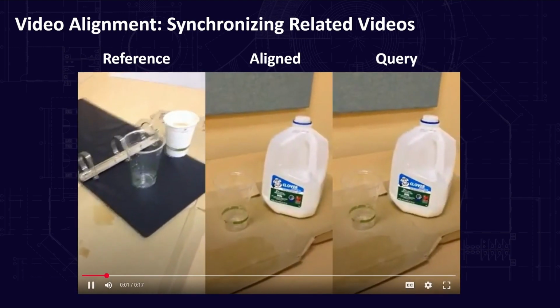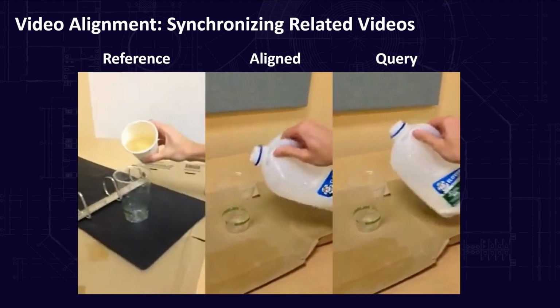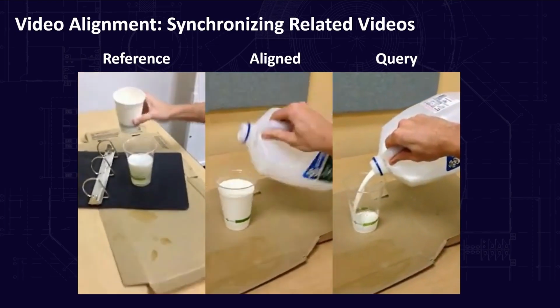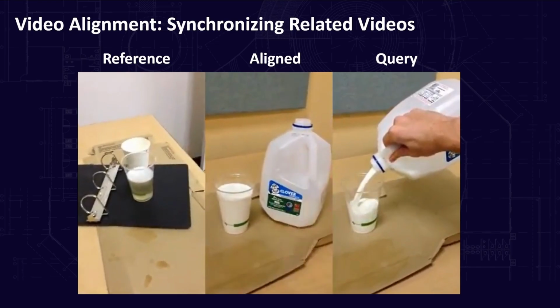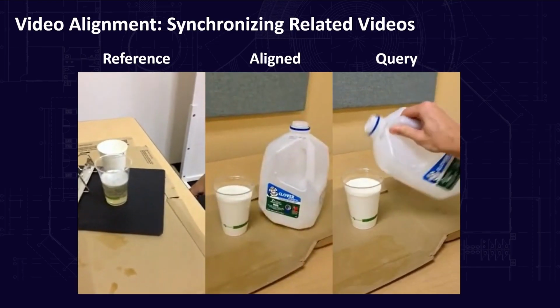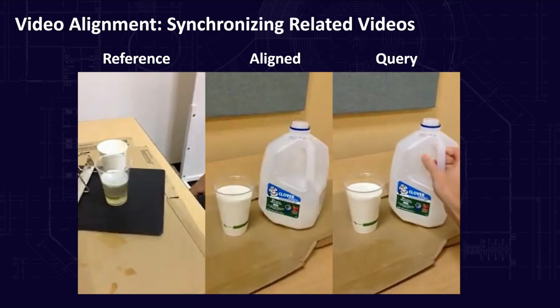Here we present an alignment result from our approach. The query video on the right is aligned with the reference video on the left to produce the aligned video in the center. Despite the two videos depicting clearly different objects, the alignment is visually consistent, demonstrating the effectiveness of our approach.